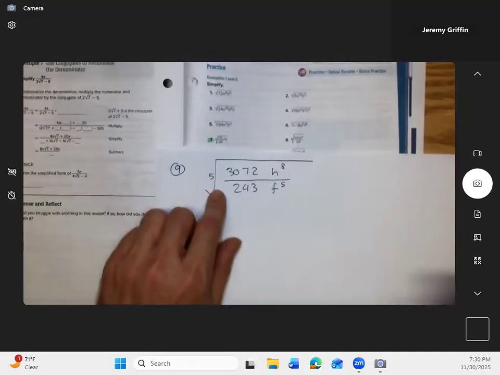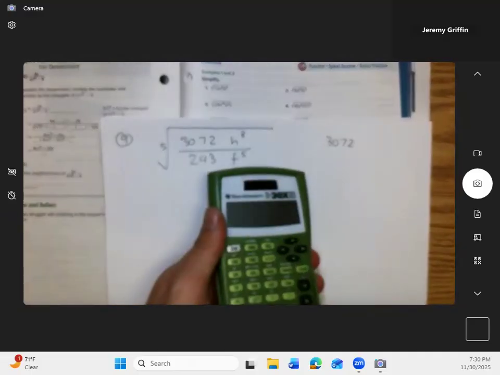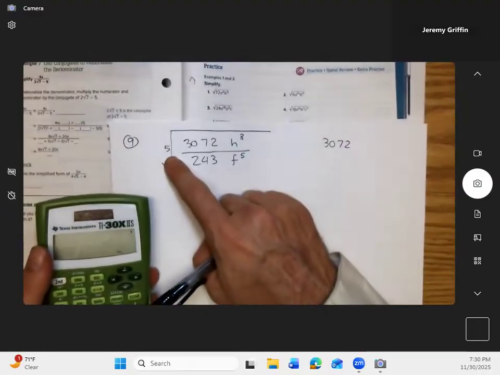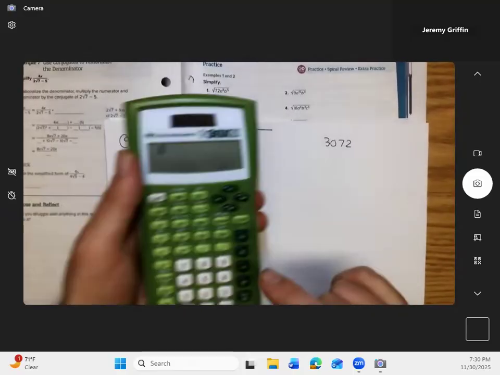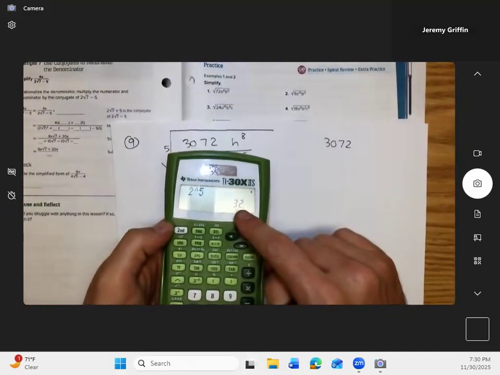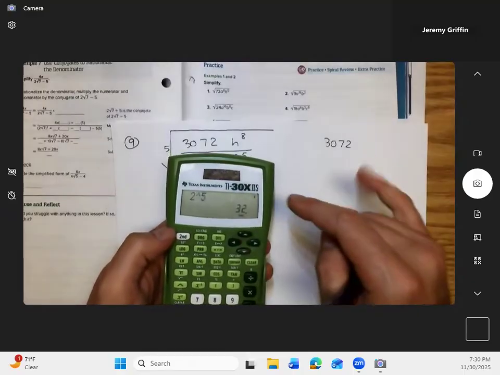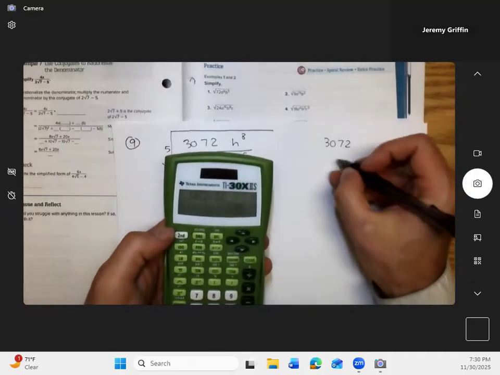Okay, let's do a factor tree. 3,072, what does that break down to? Well, I have a suspicion. I do see it's even. We are taking a fifth root, so I have a suspicion that you could divide out 2 to the 5. What is 2 to the 5? 2 to the 5 is 32. Let's see if I can take a 32 out of this. What's 3,072 divided by 32? It's 96.